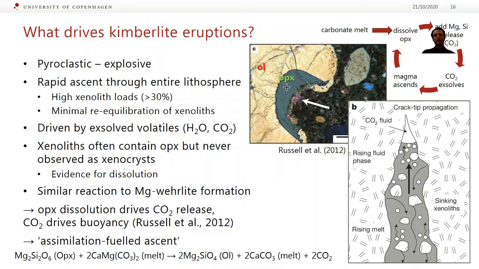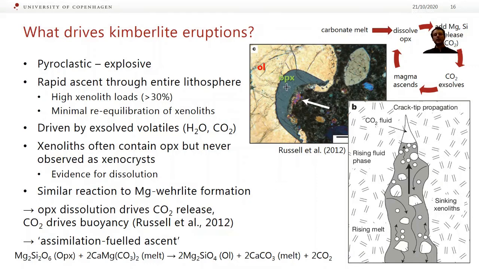And this is essentially based on the observation that when you look at xenoliths from these kimberlites, they pretty much always contain OPX, so it's very common. But if you look at the xenocrysts, these disaggregated xenoliths, we never see OPX xenocrysts. So this suggests that these are being dissolved. Just in figure C there, in the top left of the figures, is a thin section image from one of these xenoliths.